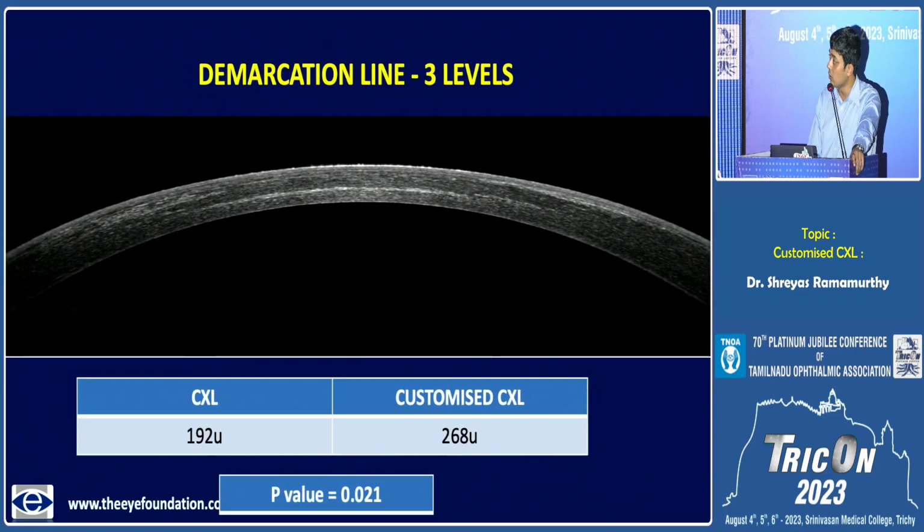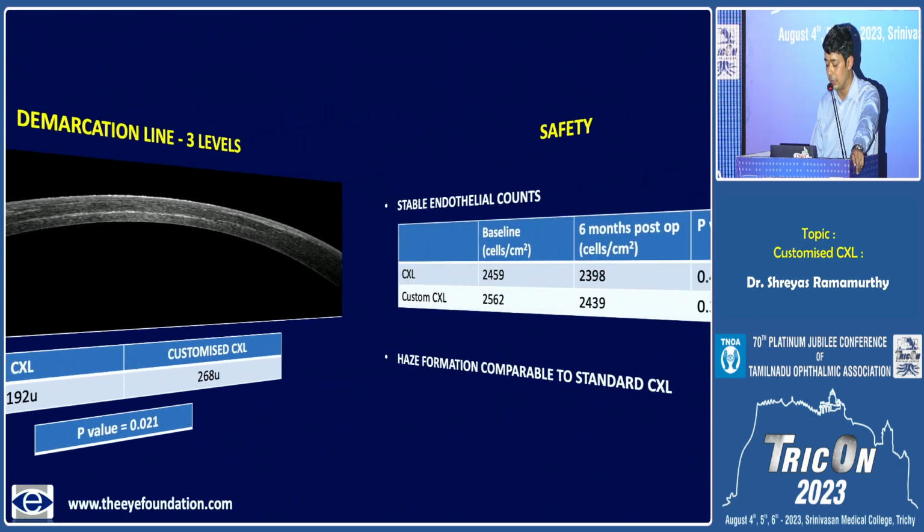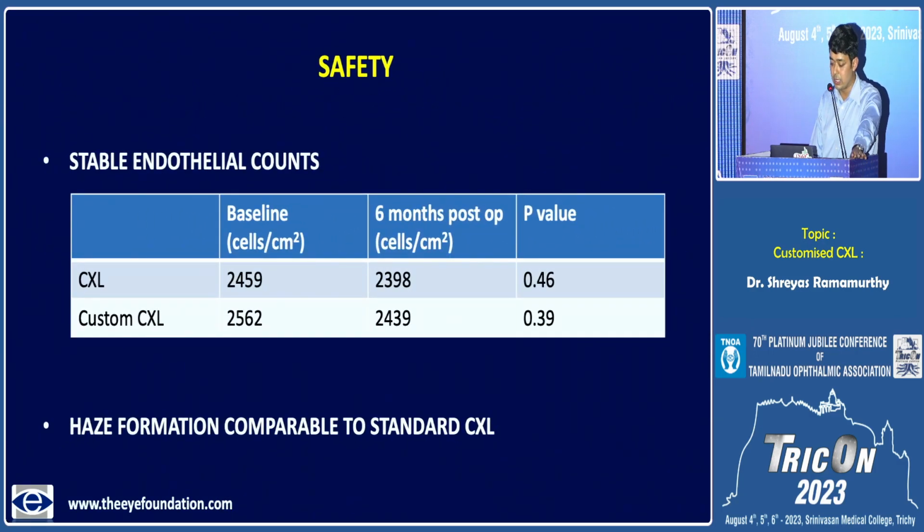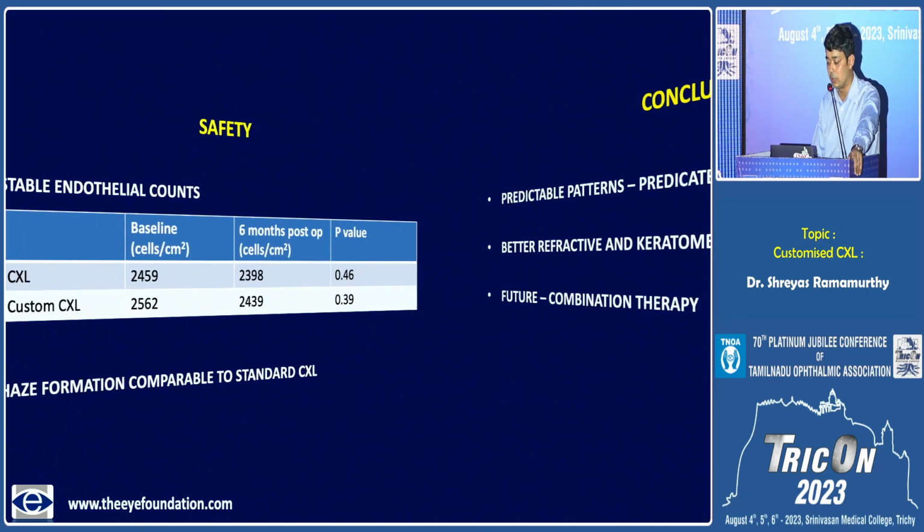The demarcation line also, in the early post-op period, 2 weeks, 3 weeks when you're imaging these patients, you can see at different levels. One superficial in the most periphery, a little patchy in the middle, and the deepest, central, most deeper demarcation line, which all of these tend to disappear over the course of the next 2 to 3 months, as it always does in the regular CXL as well. But this is something which you see in the early periods and is indicative of different levels of cross-linking at different zones. The endothelial counts were stable across all the groups. The haze formation was also comparable to that of standard CXL.